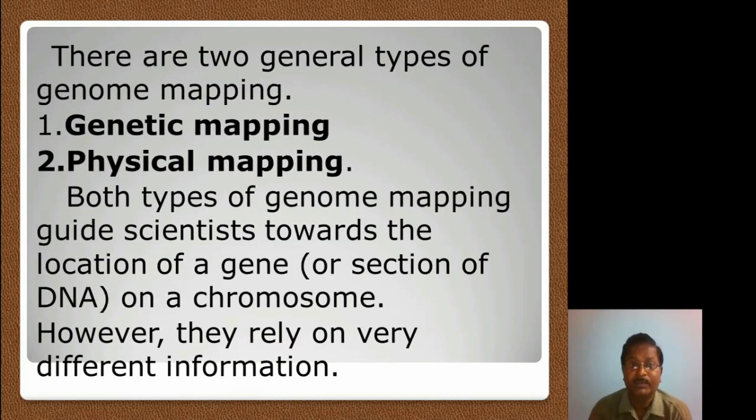There are two general types of genome mapping. One is called genetic mapping, the other one is physical mapping. Both types of genome mapping are going to help or guide the scientist towards the location of a particular gene, the section of DNA called a gene, on a chromosome. However, they rely on very different information.